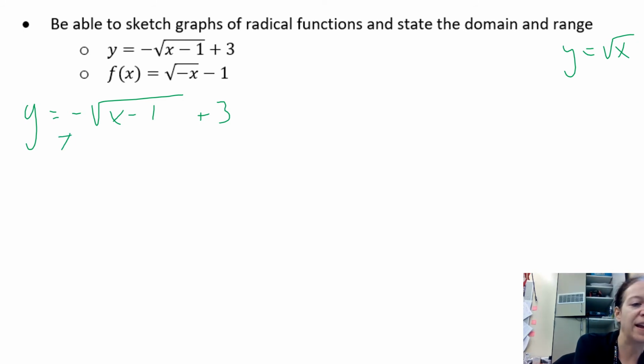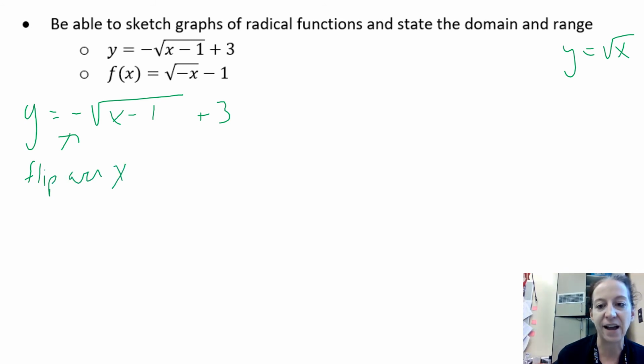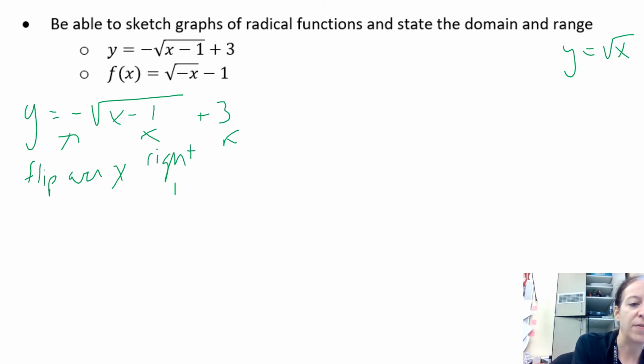So we know that a negative out front flips it. Now we need to be specific. That flips it over the x-axis, because unlike our other families that we've studied, this actually has 2 flips. You can flip it over the x-axis and you can flip it over the y. So if you just say flip, I have to take off something because you need to be specific. The -1 means it's going to shift right 1, and the +3 means it's going to go up 3.